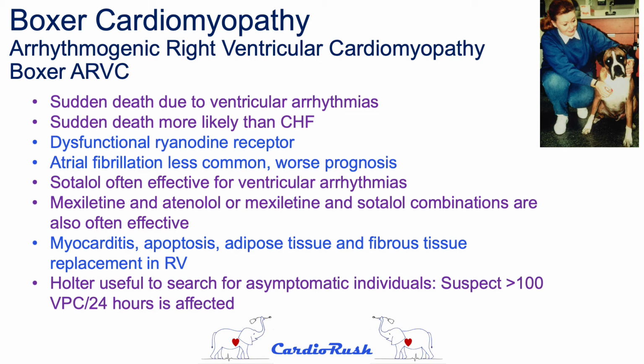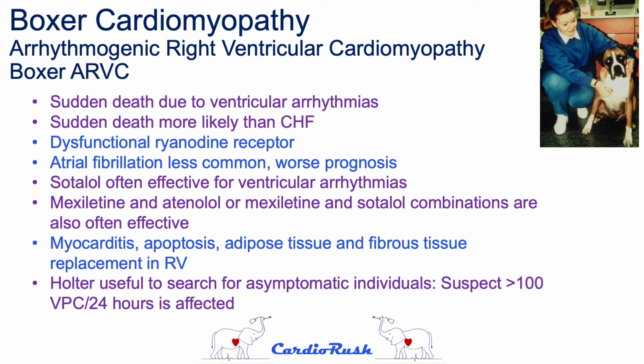Sotalol can be effective in managing ventricular arrhythmias, and when that doesn't work, a combination of mexiletine plus sotalol or mexiletine plus atenolol can also be effective. In a handful of dogs, these don't work, and amiodarone or flecainide or other medications may be used.